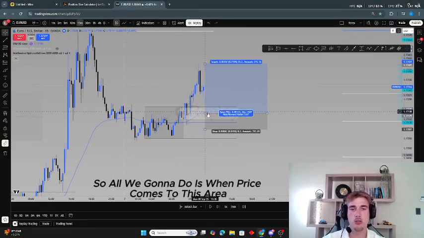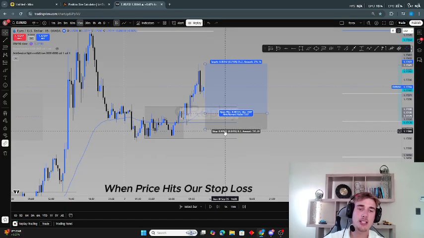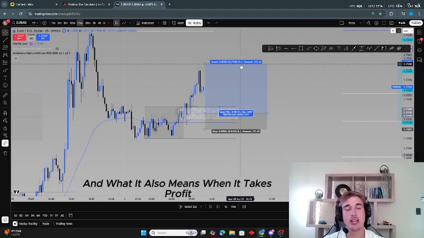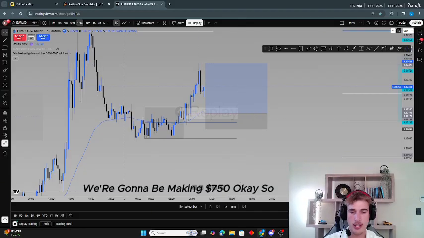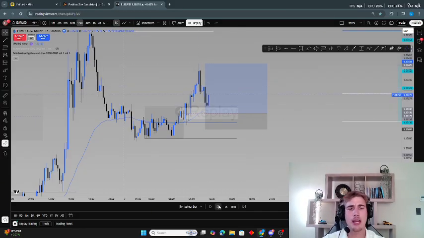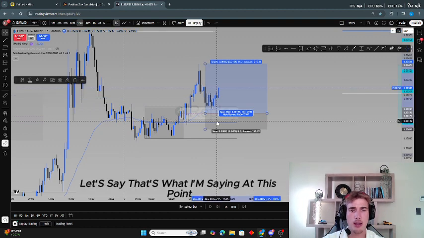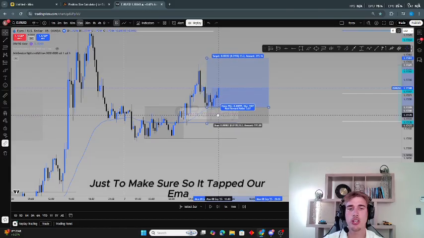So all we're going to do is when price comes to this area, we are going to enter 3.05 lots, right? And that means when price hits our stop loss, we are only risking 1% at $250. And what it also means when it hits take profit, we're going to be making $750. Okay. So again, preparing, let's go, there we go. Let's say that's what I'm saying at this point. Remember, I extended it a little bit more just to make sure.